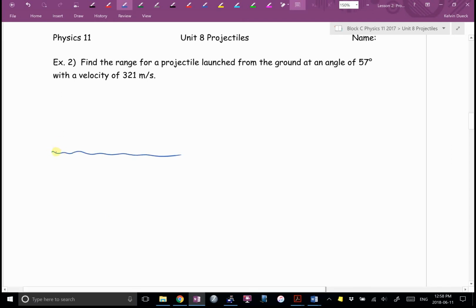There's the ground. There is 57 degrees, 321 meters per second. I'm not going to use that 321 in my t-table. I don't use stuff at angles. I'm going to break this up into components, a horizontal and a vertical component.